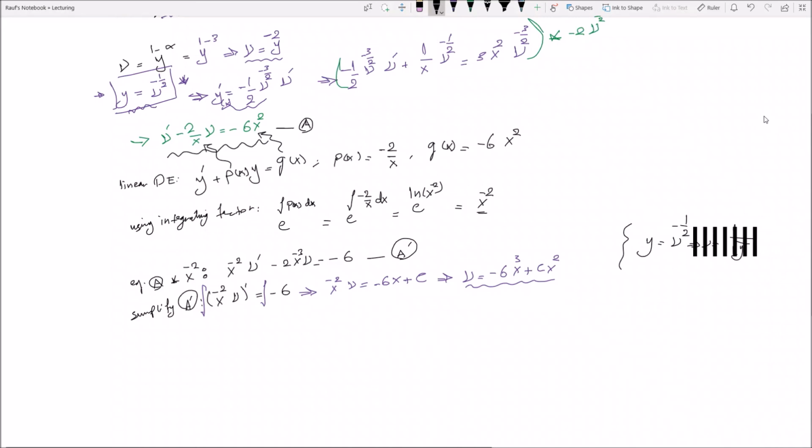Doing that, we can say that y of x equals 1 over the square root of nu, which equals 1 over the square root of c x squared minus 6 x to the power 3. And that's our final solution of the original equation.